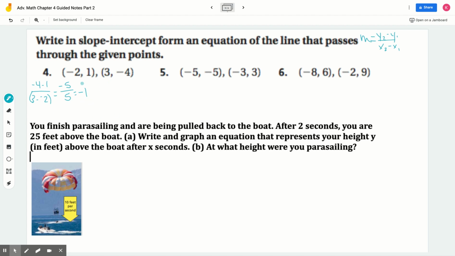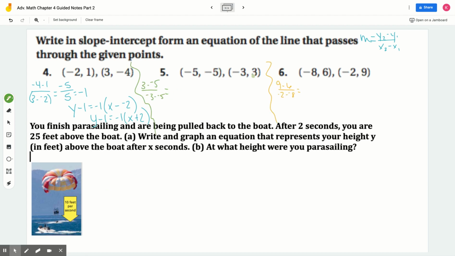When we go to write this in our equation, we can use this first point as our x1, y1. So y minus y1 is equal to the slope times x minus x1. Now remember, minus a negative is like plus a positive, so we want to rewrite it. y minus 1 equals negative 1 times x plus 2. Go ahead and try number 5 and 6.